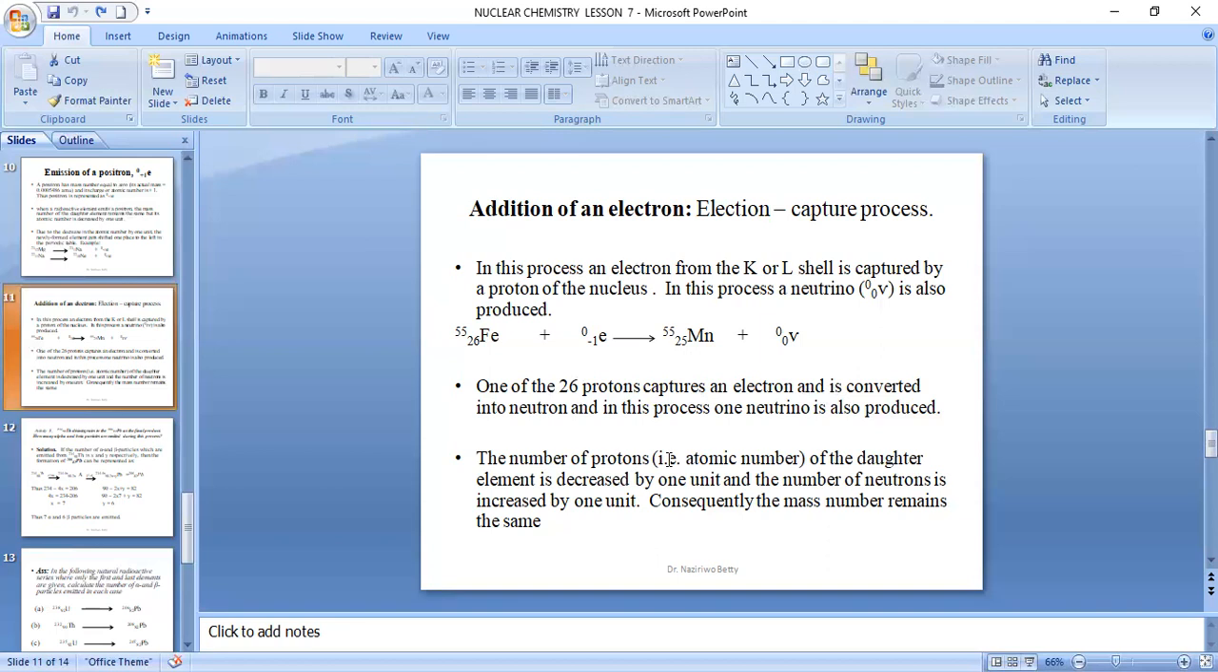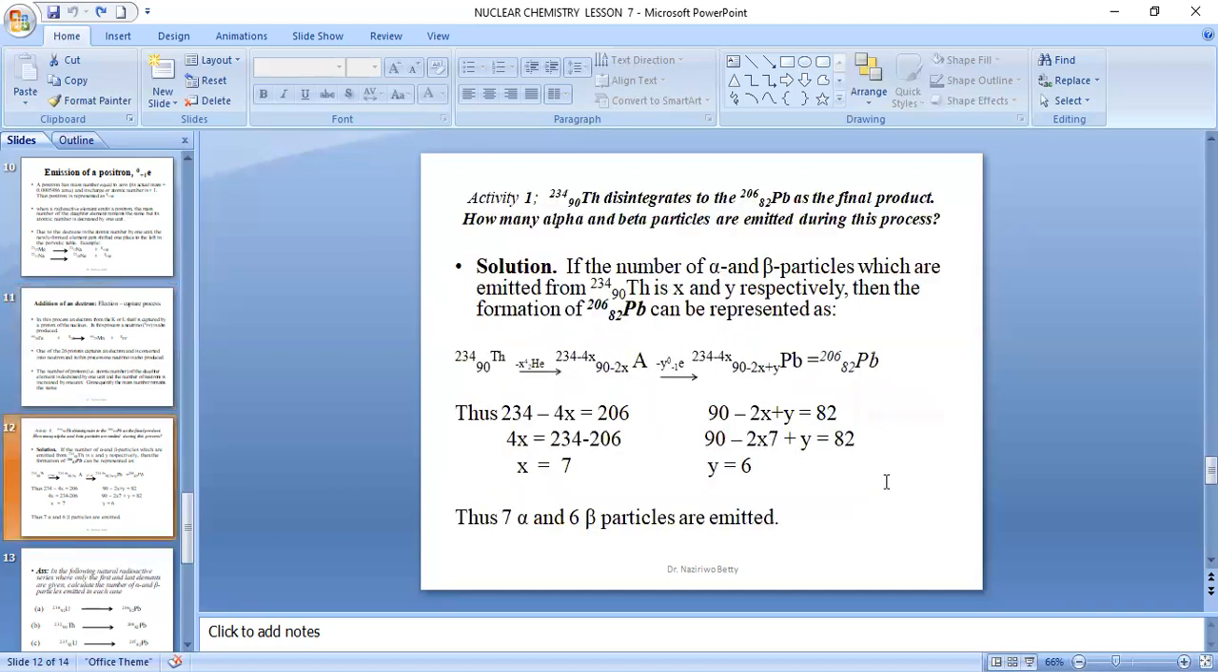One of the 26 protons captures an electron and is converted into a neutron. And in this process, one neutrino is also produced. The number of protons, that is the atomic number of the daughter element, is decreased by 1 unit, and the number of neutrons is increased by 1 unit. Consequently, the mass number remains the same. Let us look at the activity.